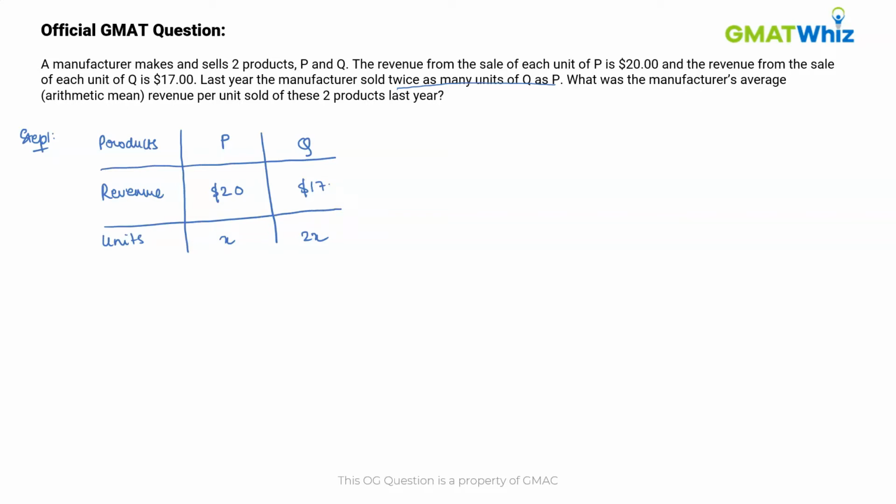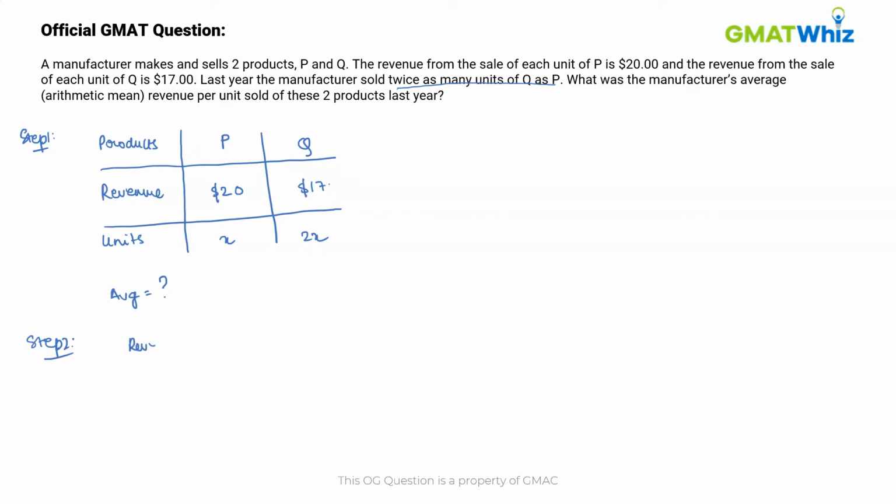So we know that there are two products P and Q, and the revenue from P and Q is $20 and $17 respectively. And we have taken a variable for the number of units of P that was manufactured as x, and according to the question, the number of units of Q that was manufactured is 2x. Now we have to find out the average revenue per unit sold of these two products last year. So we have to find the average. Now let's move on to step 2 and understand how to proceed with the question.